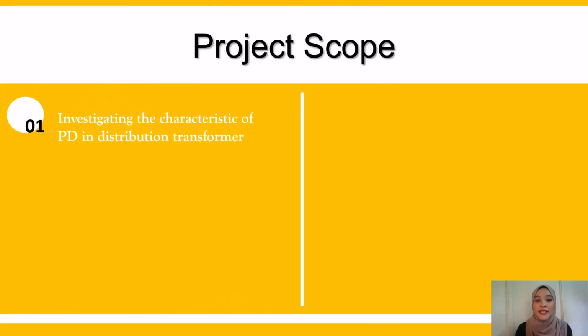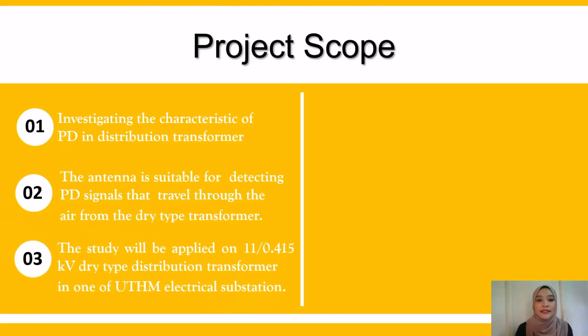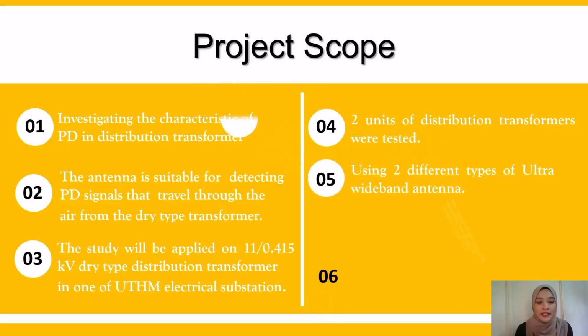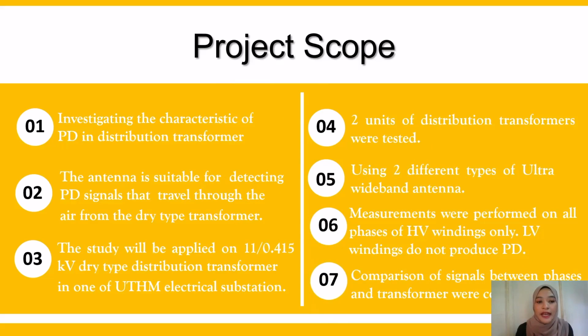Okay, next is project scope. The first scope is investigating the characteristic of PD in distribution transformers. Second, the antenna is suitable for detecting PD signals that travel through the air from the dry type transformer. Third, the study will be applied on the 11/0.415 kV dry type distribution transformer in one of the UTHM electrical substations. Fourth, 2 units of distribution transformer were tested.